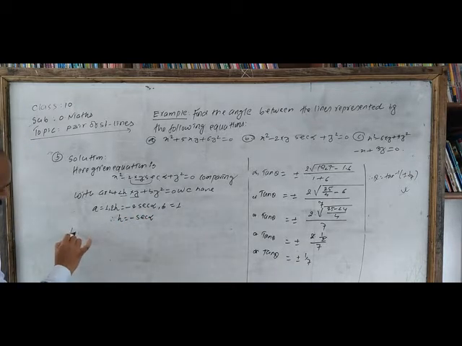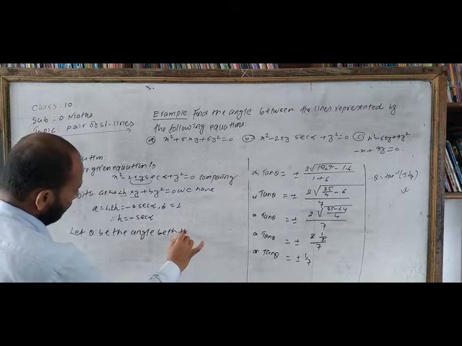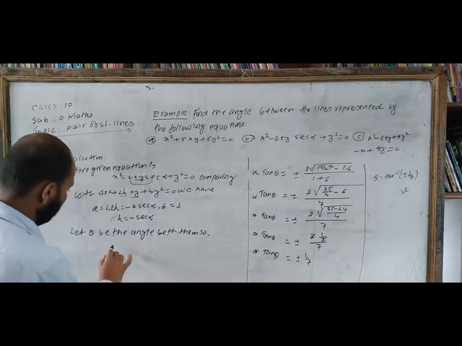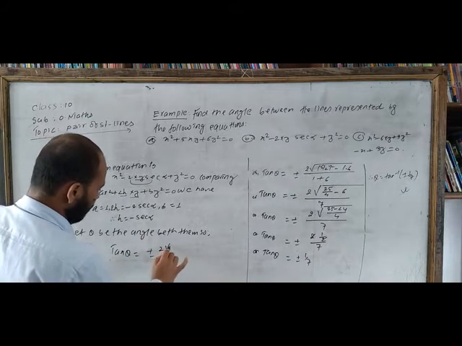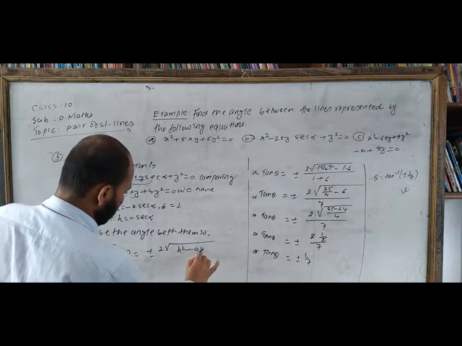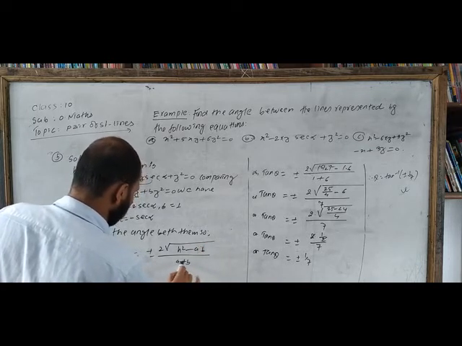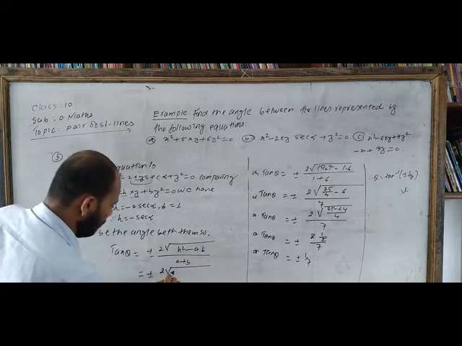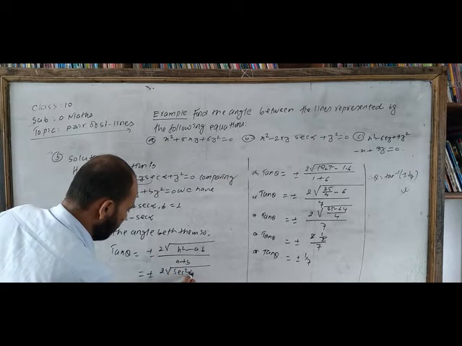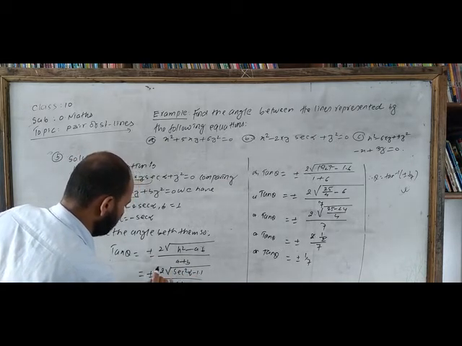Now let theta be the angle between them. So we have tan theta is equal to plus minus 2 root under h square minus ab by a plus b. Here h square means sec square alpha minus 1 into 1 by 1 plus 1.